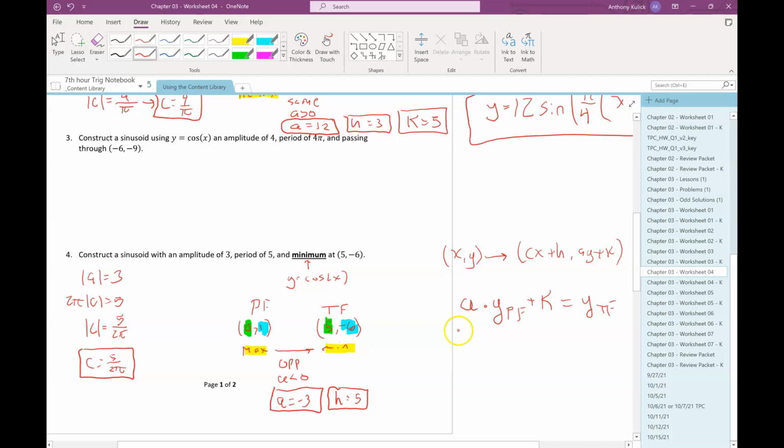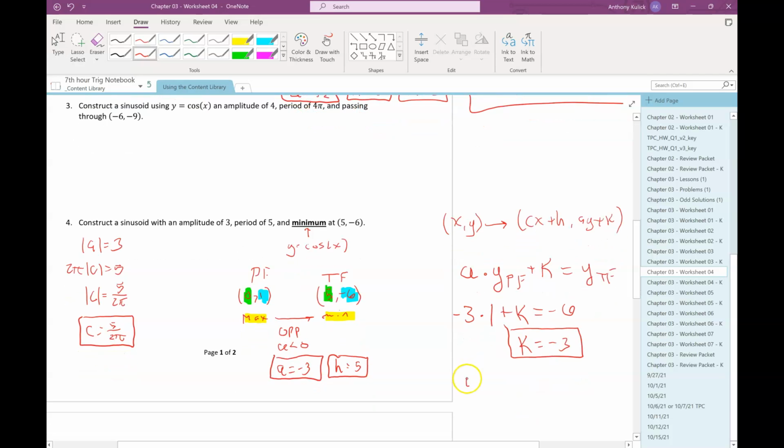So I'm going to fill that all in. My a is -3. The y for my parent function is 1. K is what I'm looking for. And the y for my transform function is -6. So I have 1 times -3 is -3. So I add that to both sides. So k is -3.